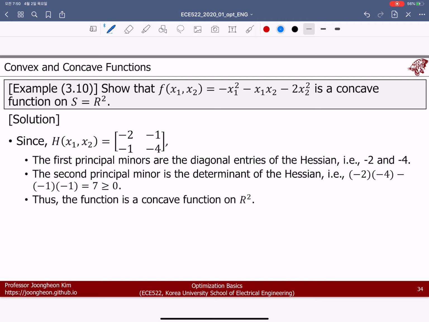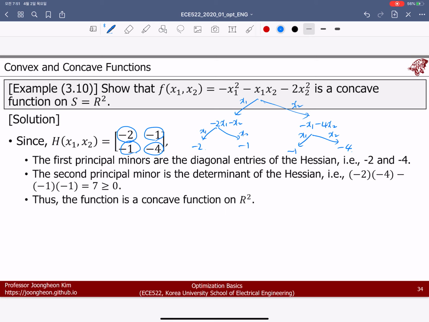So in this case, we take the derivative with respect to x1 first, and it becomes 2 minus 2x1 minus x2. Taking another derivative with respect to x1, it becomes minus 2. When you take it with respect to x2, it becomes minus 1. When we take the derivative with respect to x2, it becomes minus x1 minus 4x2. Then the derivative with respect to x1 gives minus 1, and with respect to x2 gives minus 4. So this is minus 2, minus 1, minus 1, minus 4, okay?